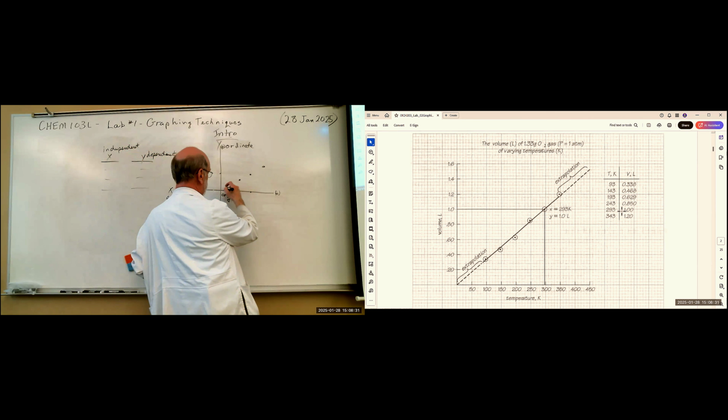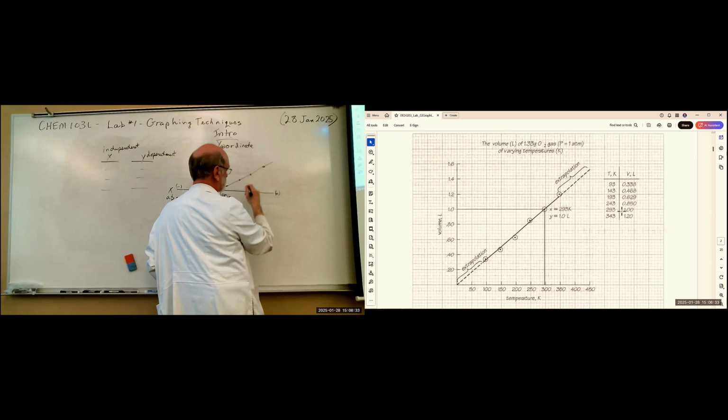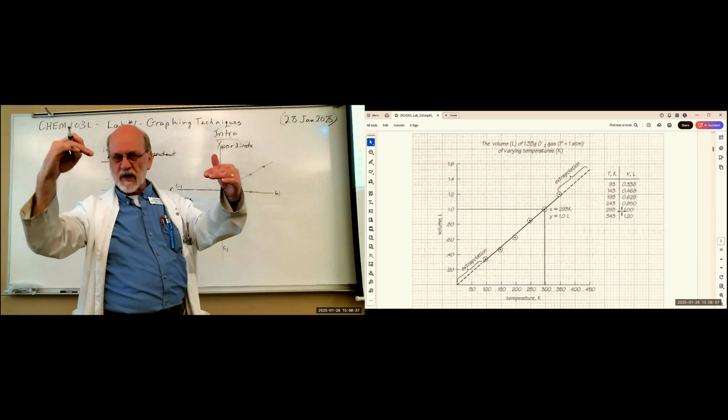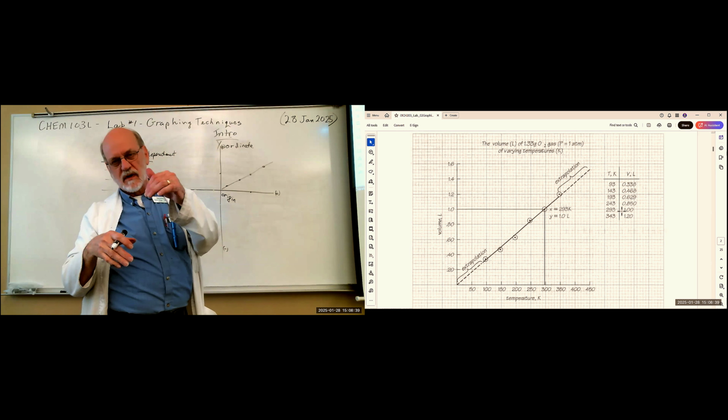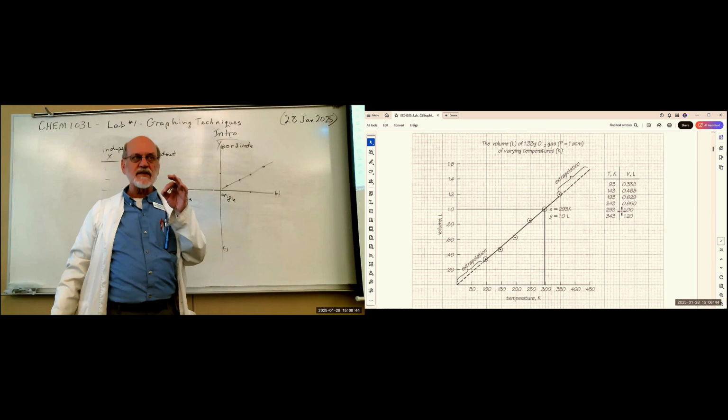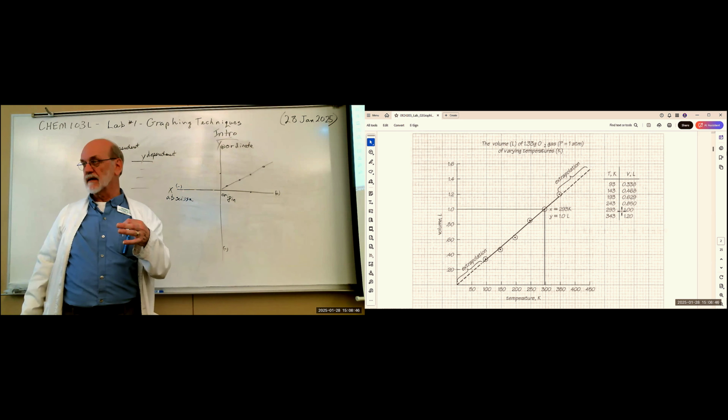So this one happens to be pretty straight. But the one that's shown in the graph there, you have some of them that are above the line, some below the line, one right on the line. You want to minimize the variations. That's the best fit line.